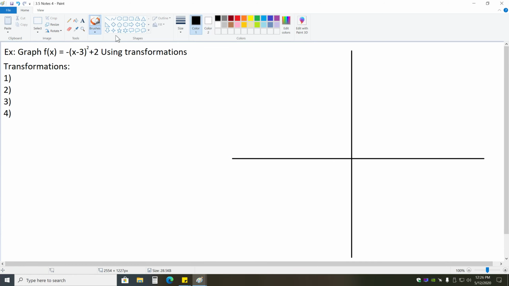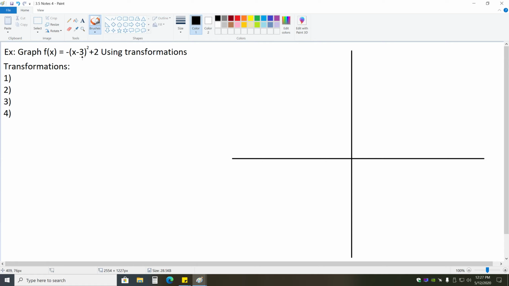Alright, so for our last few examples here, I want us to combine all of the transformations we've learned into one process to find a decent sketch of a graph that is more complicated than just one transformation happening. So for this example, I want us to graph f of x equals negative times the quantity of x minus 3 squared plus 2.